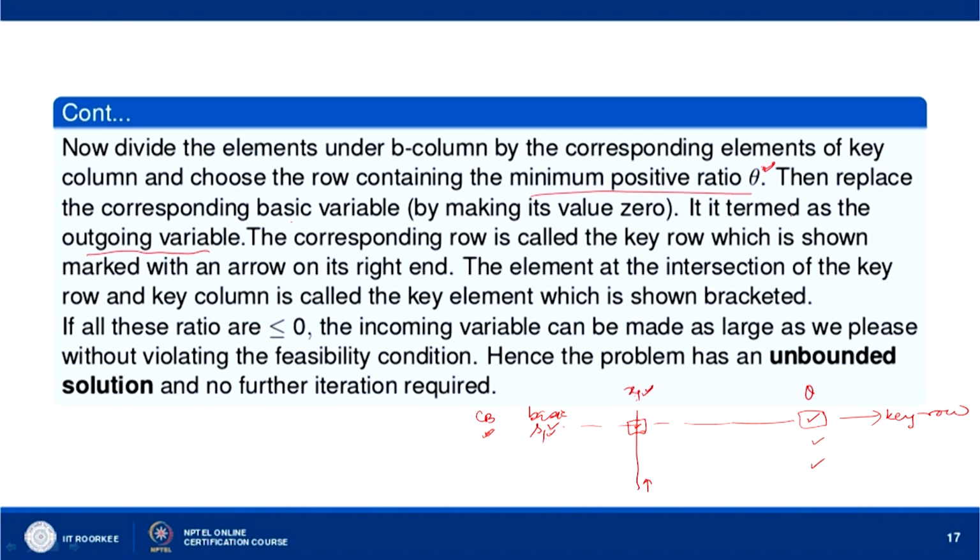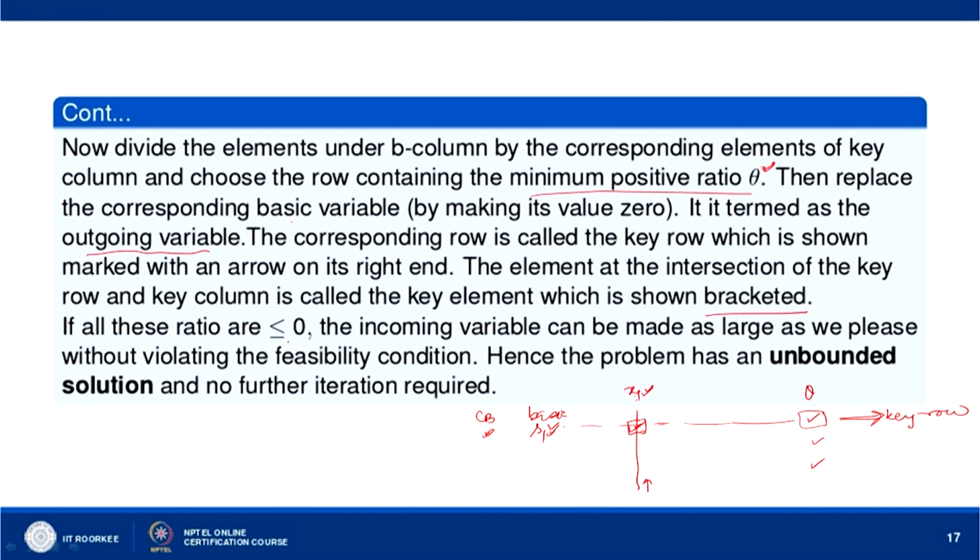So this variable, S1, will be called the outgoing variable, and its value is made 0. The corresponding row is called the key row, which we show by an arrow on its right-hand side. The element at the intersection of the key row and key column is called the key element, which is shown bracketed.